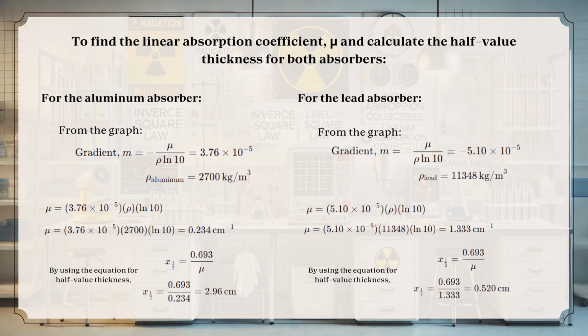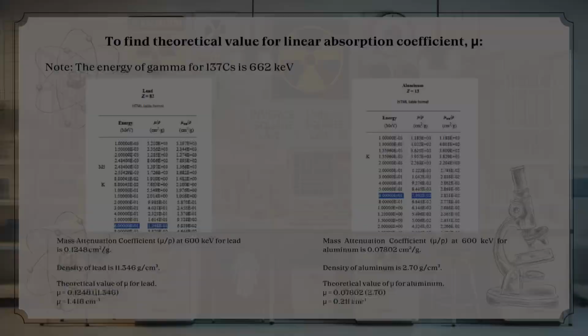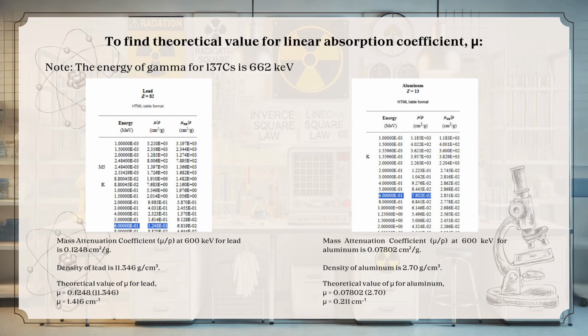Same for the lead absorber, with the density of lead equal to 11,348 kg per meter cube, and the gradient of the lead absorber equal to negative 5.10 × 10^-5, we get mu equals 1.333 cm^-1. By using the equation for half value thickness, we get x half equals 0.520 cm.